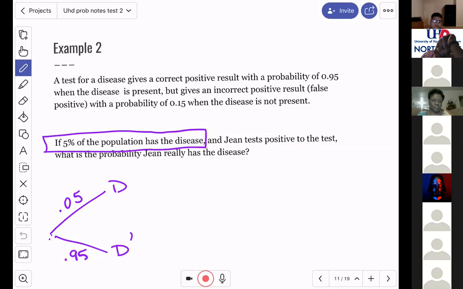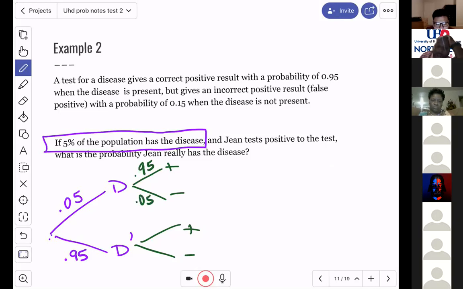Either you're going to test, when you test, you can test how? You can either test positive or you can test negative on each branch. A test for disease gives a correct positive result with a probability of 0.95. So where does that belong? What branch is that going to be on? On top. On the D branch and positive, right? Yep. 0.95. So what is the negative result going to be there? 0.05.